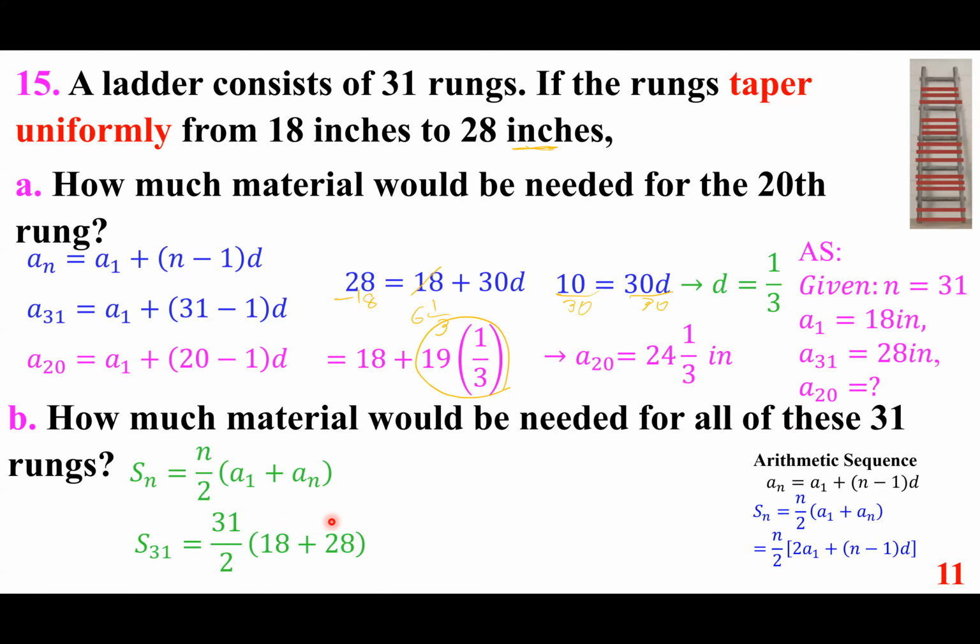18 and 28, they add up to 46. 46 cancels out the 2. 23 times 31 is 713. Again, units, 713 inches.